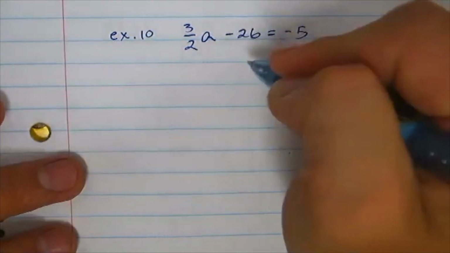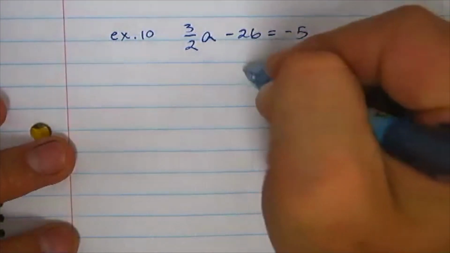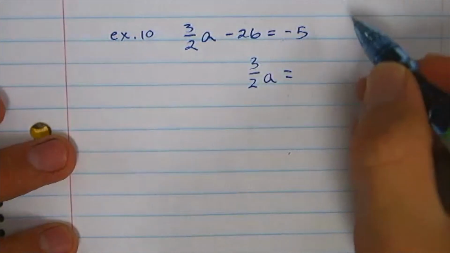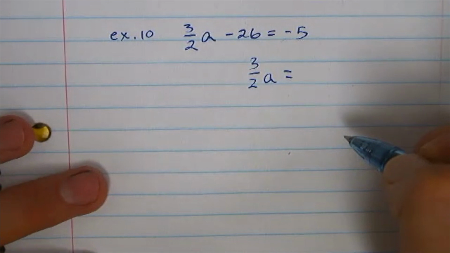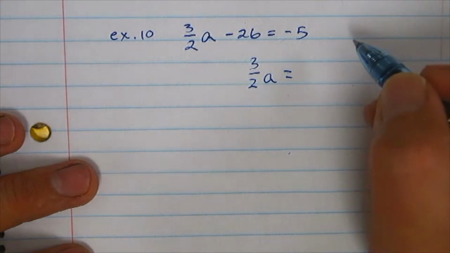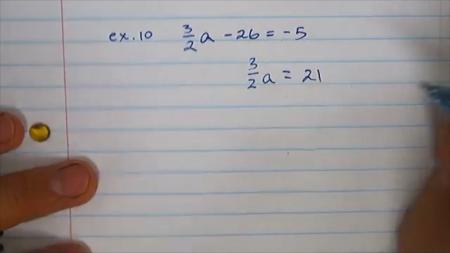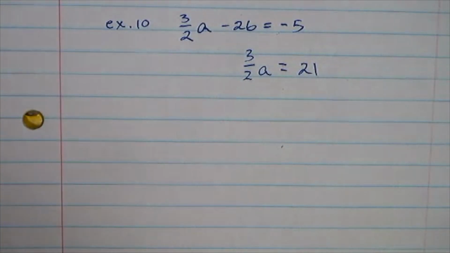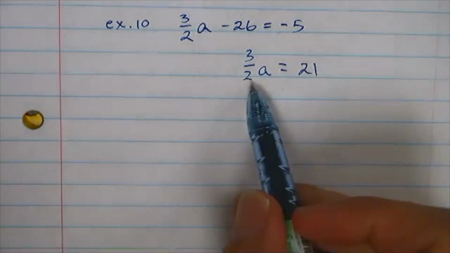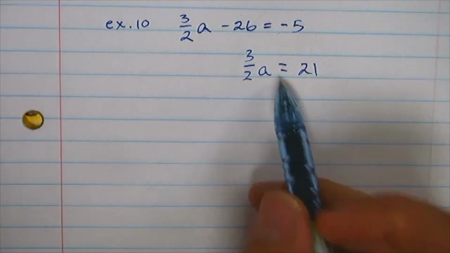So I add the 26 to both sides, so that I know that's going to leave me with 3 halves a equals negative 5 plus 26. So I got plus 26, negative 5, that's a 21. So how do we deal with this? Well, it's just multiplication, right? 3 halves times a. So 3 halves times a, that means I should divide.